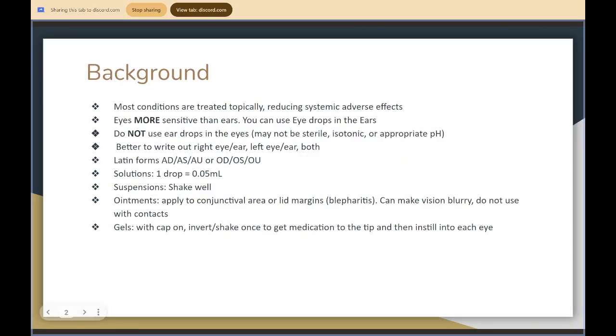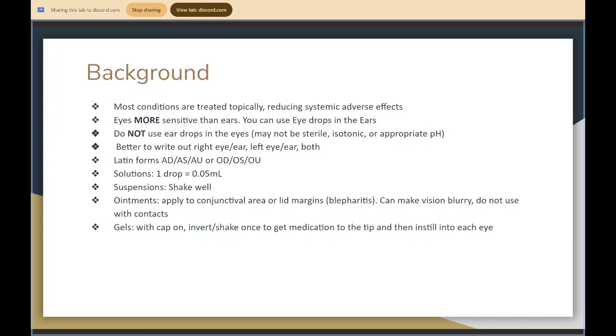So, background. Most conditions of the eye and ear systems are treated topically, and this is helpful in reducing adverse effects systemically. Now, there are conditions that you need to treat with oral medication or, in severe cases, IV or IM medications. Those will not be covered in this session. ID antibiotics do a good job covering those.